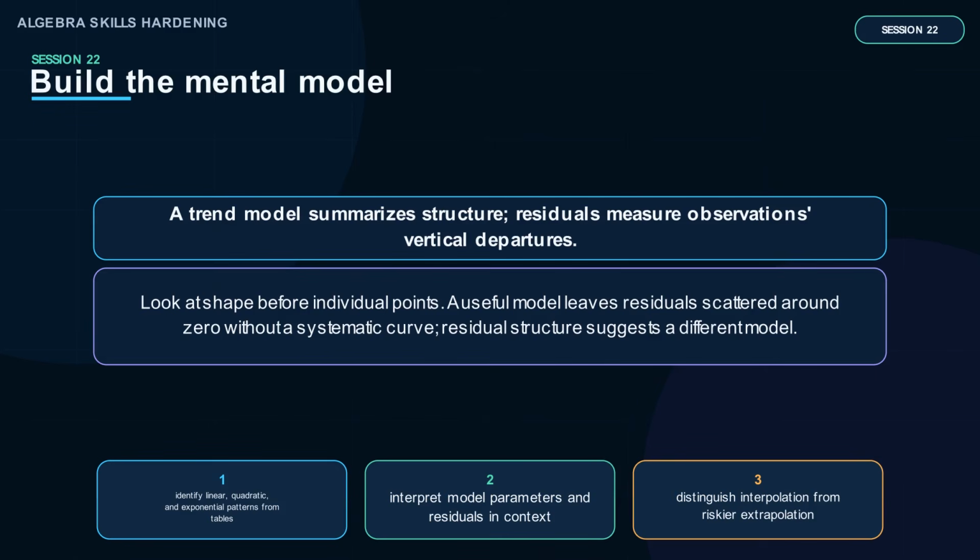The key distinction is this: identify linear, quadratic, and exponential patterns from tables. Then connect it to the second goal. Interpret model parameters and residuals in context. Correct methods begin with correct interpretation. When a problem looks different, look for the same mathematical structure instead of an identical example. That transfer makes the skill durable.